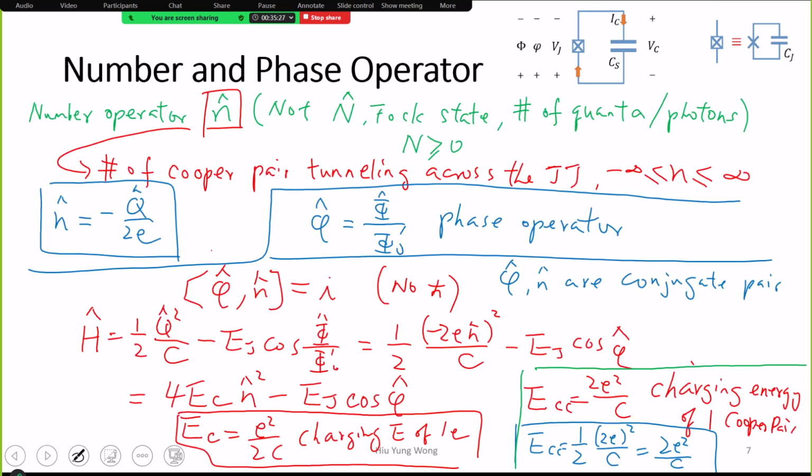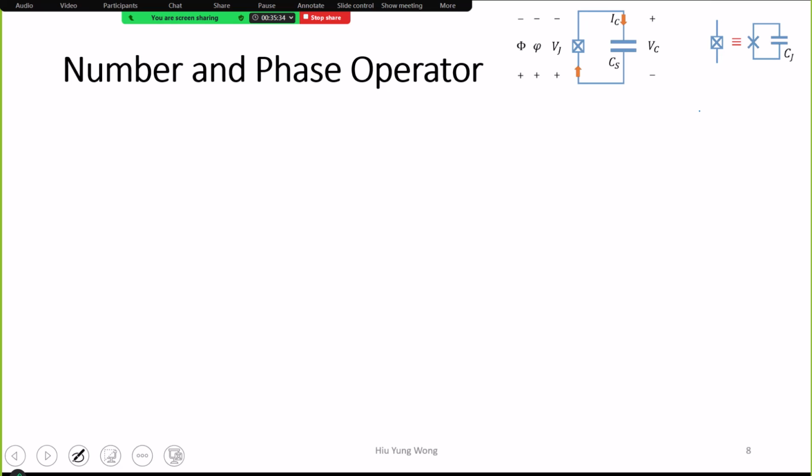My God. Looks like I squeezed everything here. Okay, so this line is not used.